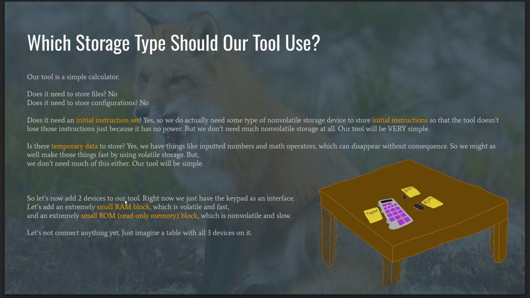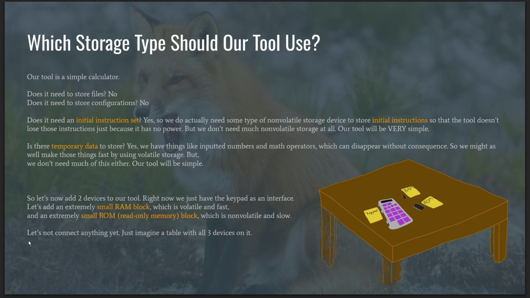Right now, we just have the keypad as an interface. Let's add an extremely small RAM block. So it's volatile and it's fast, for temporary data. And we'll add an extremely small ROM, read-only memory block, which is non-volatile and slow. By the way, even though these acronyms look really similar, ROM and RAM, they are not related. Remember, RAM is random access memory. ROM is read-only memory. Different things. The ROM acts as the non-volatile storage.